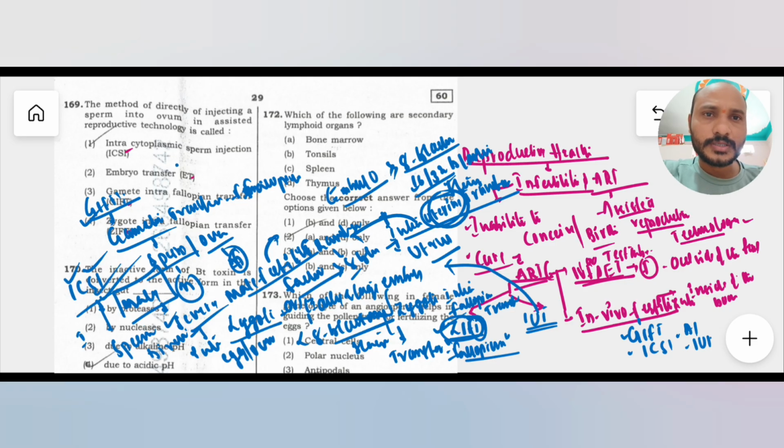So if you observe all these methods, then read the question: which method involves directly injecting sperm into the ovum in assisted reproductive technology? It means ICSI.